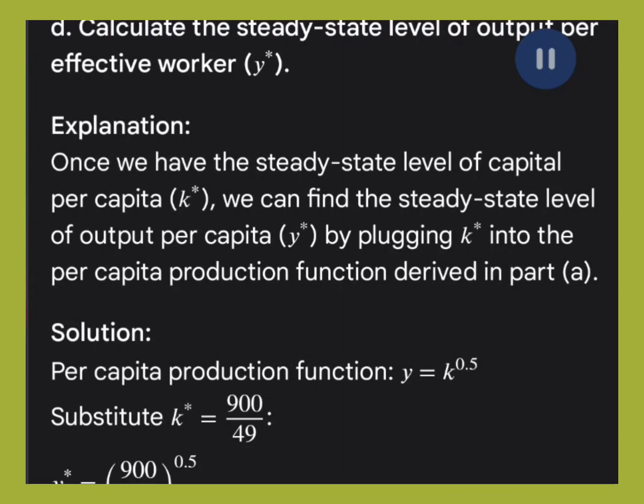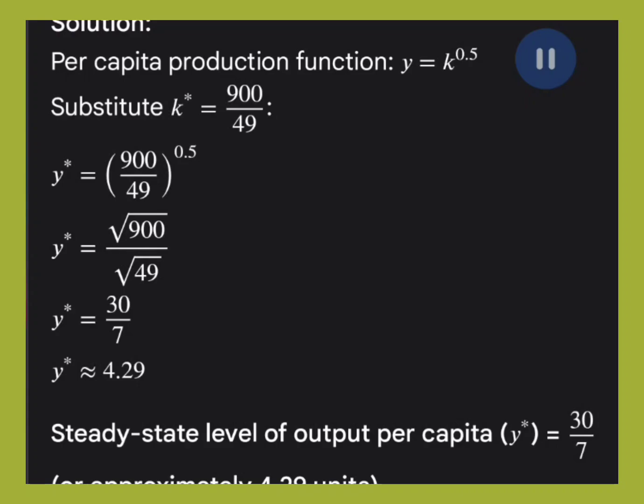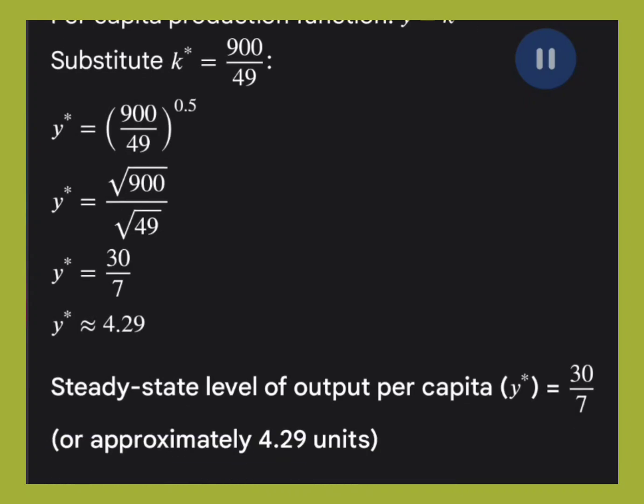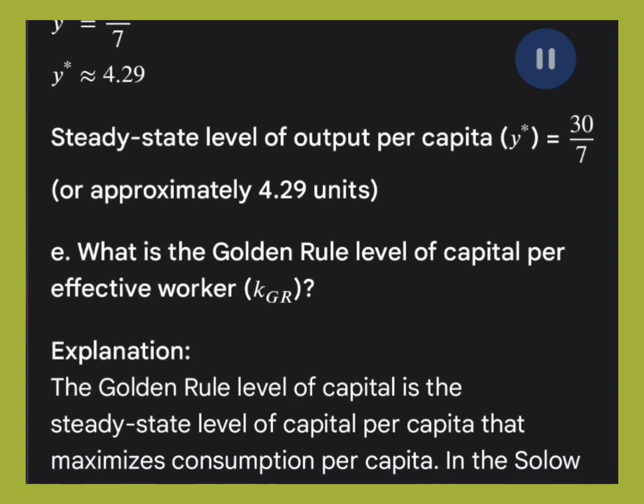Solution. Per capita production function: y equals k to the power of 0.5. Substitute k star equals frac 900 over 49. y star equals left frac 900 over 49 right to the power of 0.5. y star equals frac square root of 900 over square root of 49. y star equals frac 30 over 7, approximately 4.29. Steady state level of output per capita, y star, equals frac 30 over 7, or approximately 4.29 units.